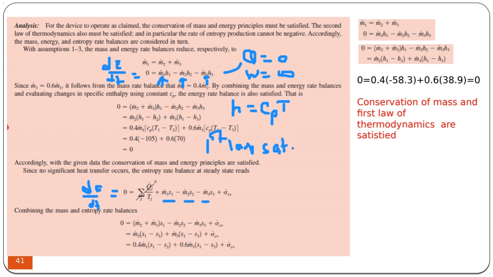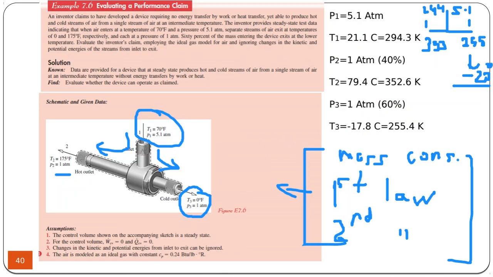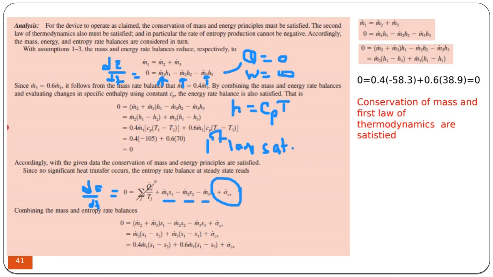So if you write the masses in terms of each other. By the way, the inventor says that 60% passes from one side, 40% passes through the other side. So the flow of the air is divided by 40 by 60. So you use the 40 and 60 ratios of the flow here also, and in the calculation of the entropy balance also.